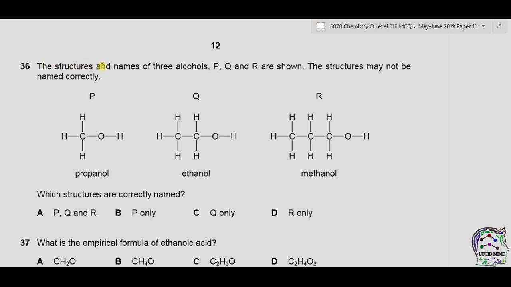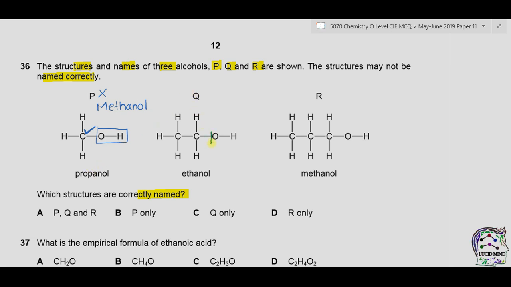Question 36. The structures and names of 3 alcohols P, Q and R are shown. These are 3 alcohols. The structures may not be named correctly. Which structures are correctly named? In first alcohol, we have this OH functional group and we have 1 carbon atom. So 1 carbon alcohol is called methanol. So P is incorrect as it is named propanol.